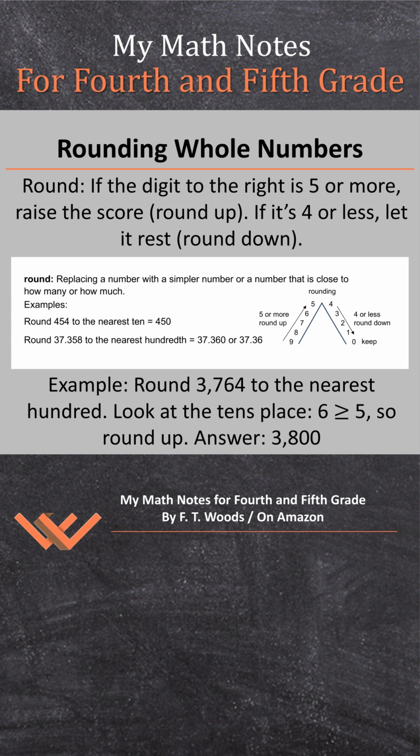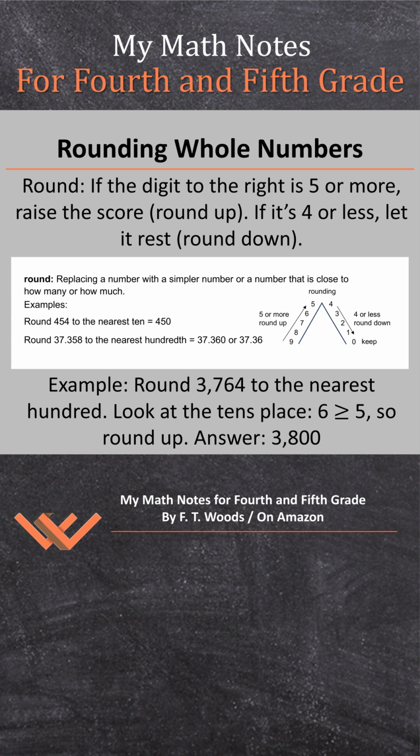Here's a piece out of my book, My Math Notes for 4th and 5th grade. It says round: replace a number with a simpler number or a number that is close to how many or how much. And then it has an example: round 454 to the nearest 10, and that's going to be 450. How do I know? Because if I look over at this little triangle thing, I can see 4, I round down, which means I take it down to 0.